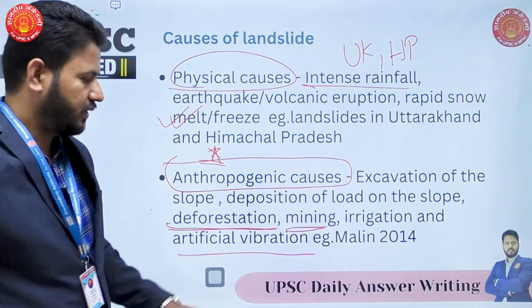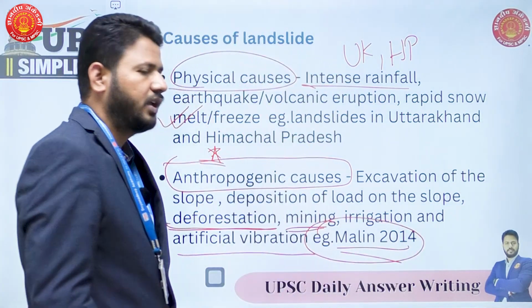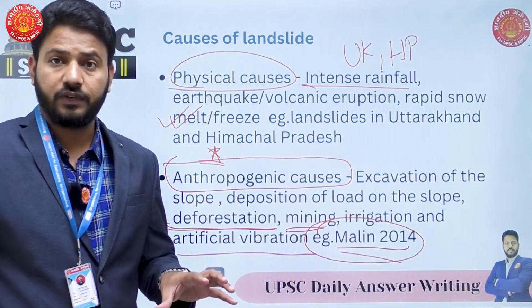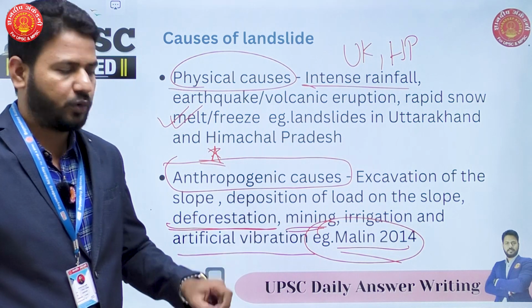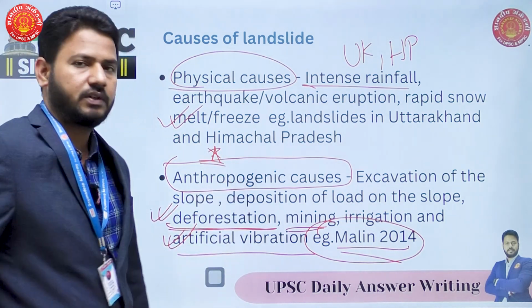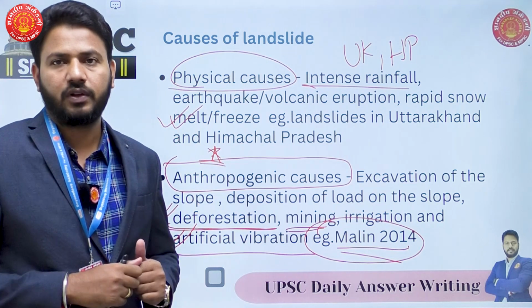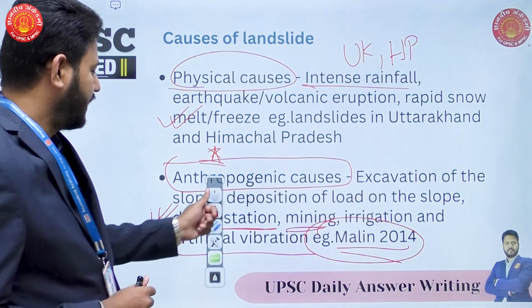A perfect example is Malin in 2014 in Maharashtra, because the Geological Survey of India studied the Malin incident of landslides and came up with a report which said deforestation and artificial vibrations were the main reasons for landslides in Malin. Okay, so these are the causes for landslides.